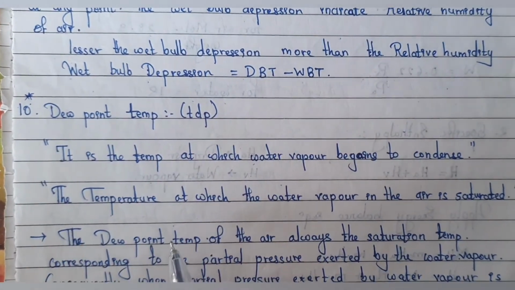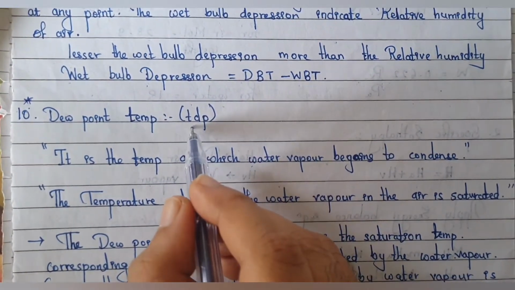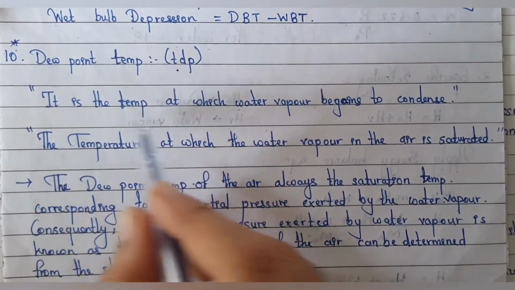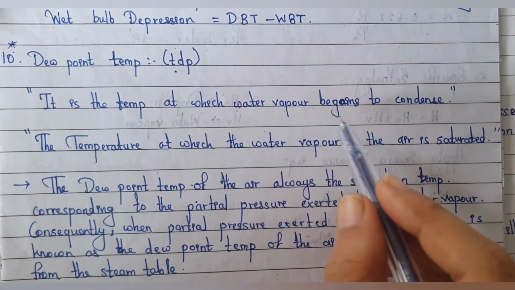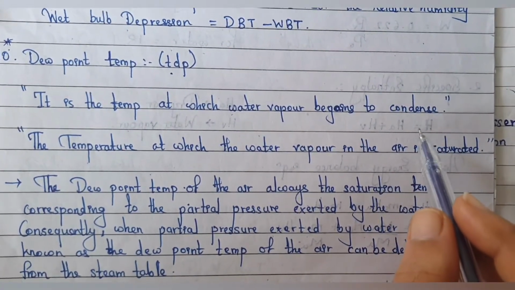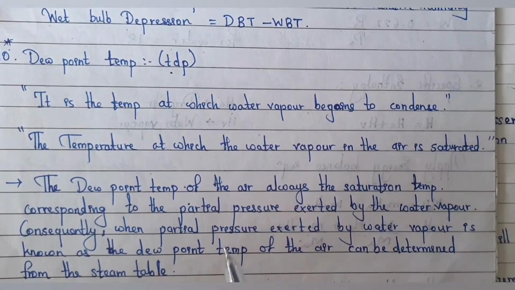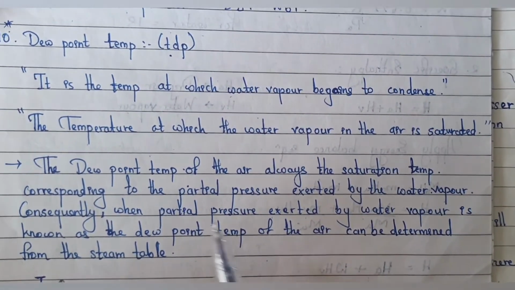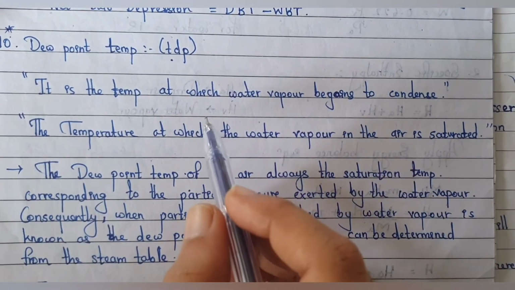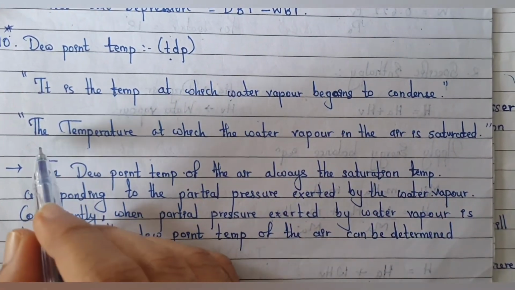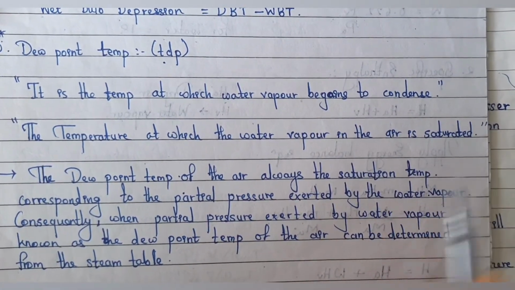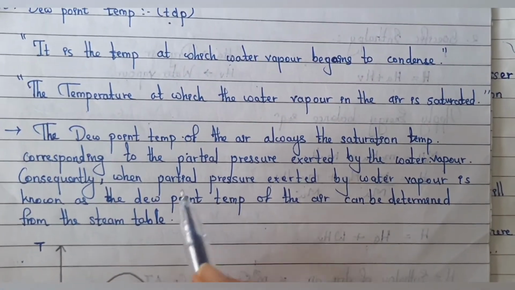Dew point temperature, that is denoted by TDP. It is the temperature at which water vapor begins to condense. This is the temperature at which phase change takes place, or we can say it is a type of condensation process. It is the temperature at which the water vapor in the air is saturated, in other words.